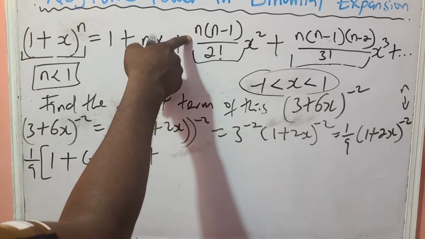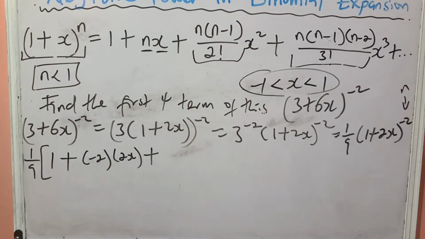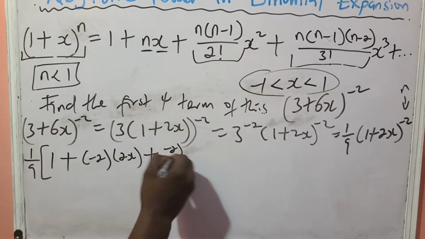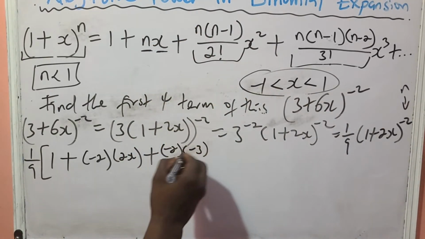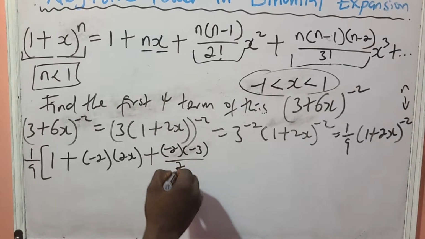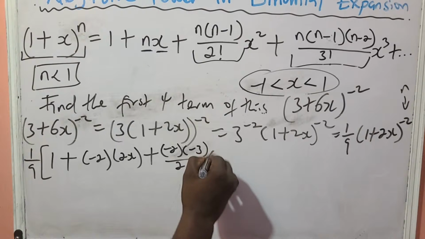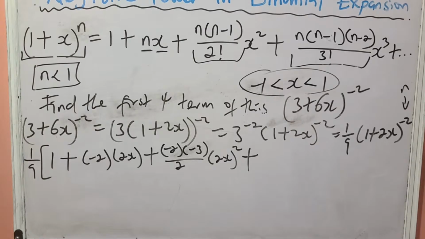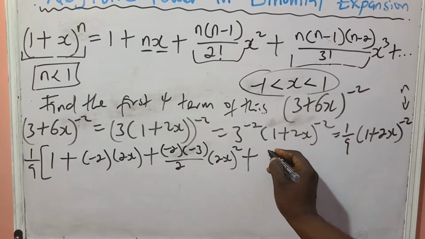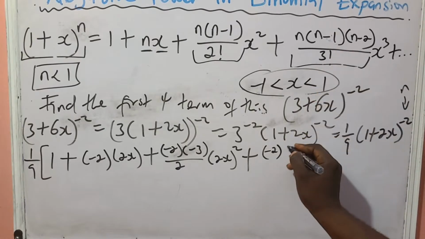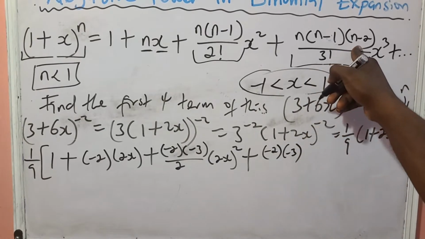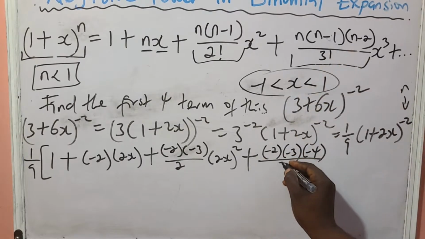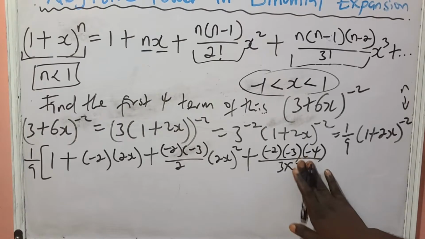So the third term, we had n times n minus 1. What is n times n minus 1? Our n is minus 2. That will be minus 2. N minus 1 will be minus 3 over 2 factorial, which is 2. Our x is 2x, so we'll be having 2x raised to the power of 2. Plus, so here we have minus 2, minus 3, minus 2 minus 2, that's minus 4. And everything raised to the power 3 times 2, let me just write it as 3 times 2. Not 3 times 3, 3 times 2.